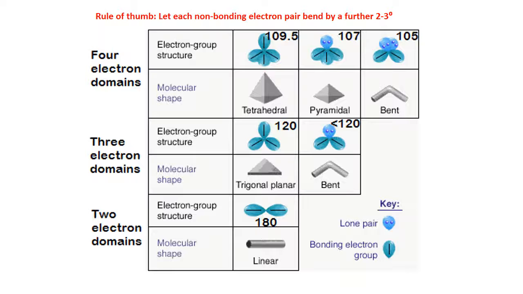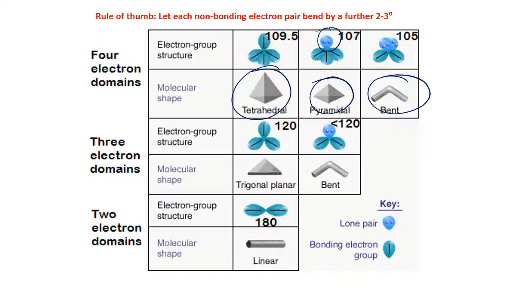Okay, so if you have 4 electron domains, you end up with a tetrahedral shape. An example from the previous slide is therefore methane. If you have a lone pair on top, then look at the rule of thumb: a non-bonding electron pair bends it further by 2 to 3 degrees. So that's going to be pyramidal, and that's ammonia, which we looked at on the last slide. And then we have the bent shape, where you have 2 bonding pairs and 2 non-bonding pairs in your 4 electron domains. An example of that would be water.